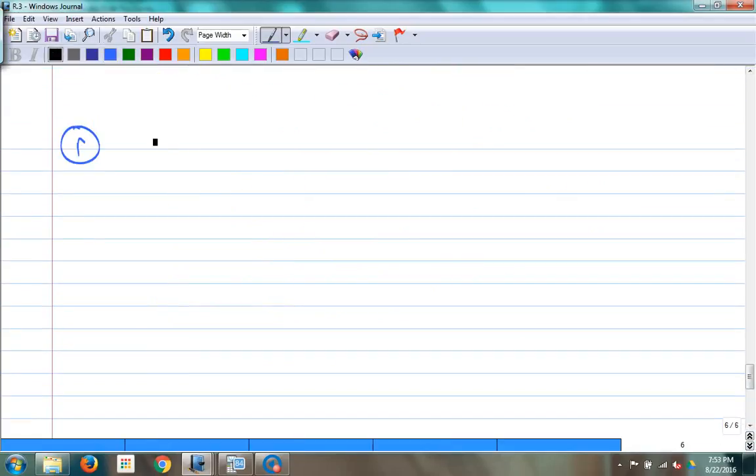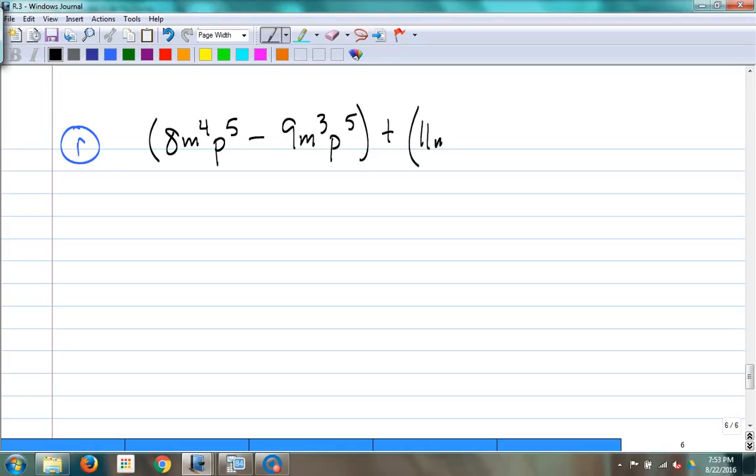All right, so 8m to the fourth p to the fifth, minus 9m to the third p to the fifth, plus 11 m to the fourth p to the third, plus 15 m to the third p to the fifth, and then let's get one more piece, plus 6 m to the second p.